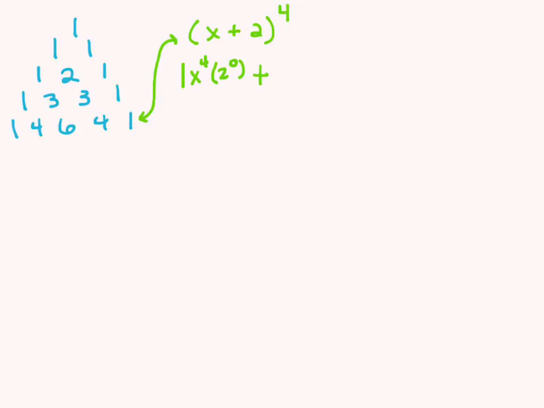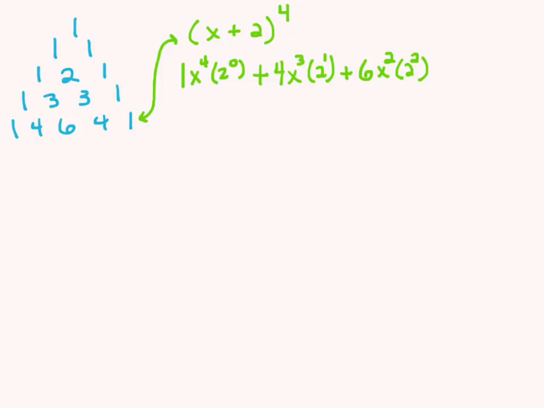Plus, the next term is going to have a coefficient of 4. And then I'm going to have x. The degree on x is going to go down to 3, and the degree on 2 is going to go up to 1. Next term has a coefficient of 6, and then I have x, the degree is going to go down to 2, times 2, and the degree on 2 goes up to 2.